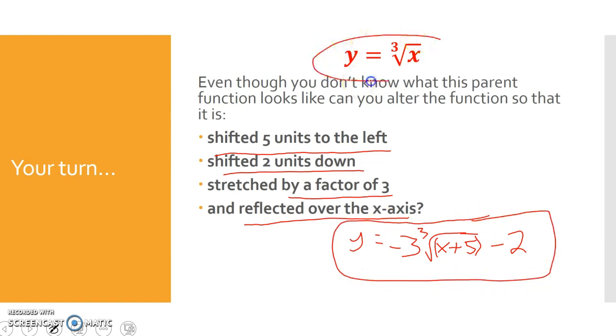It would take this graph, whatever it looks like, and it would move it 5 units to the left. It would move it 2 units down. It would stretch it by a factor of 3, and it would flip it over the x-axis. So hopefully that all made sense.